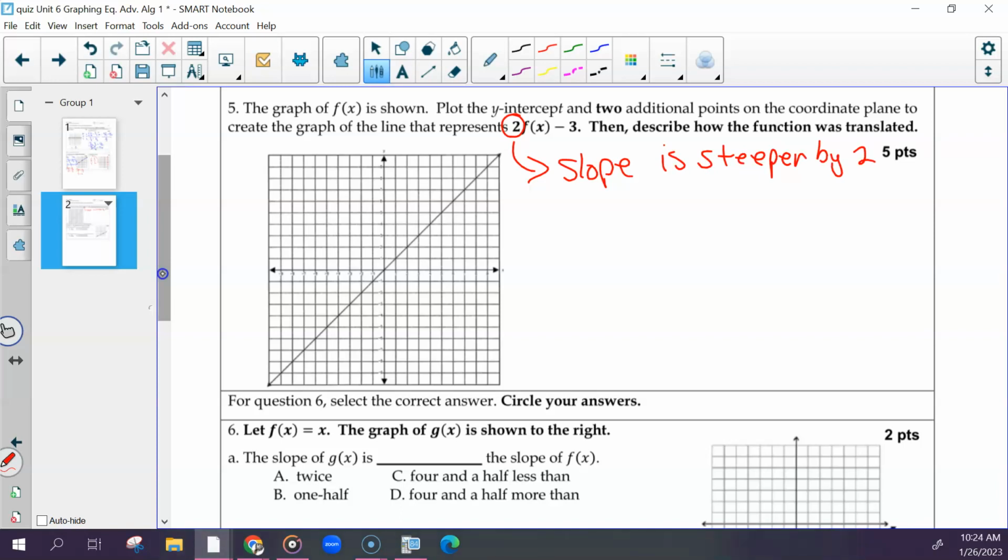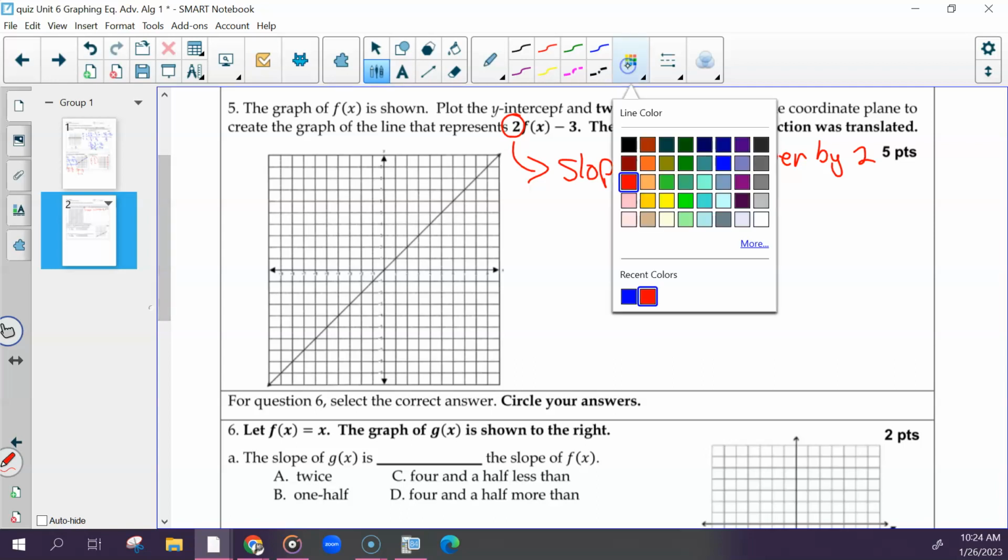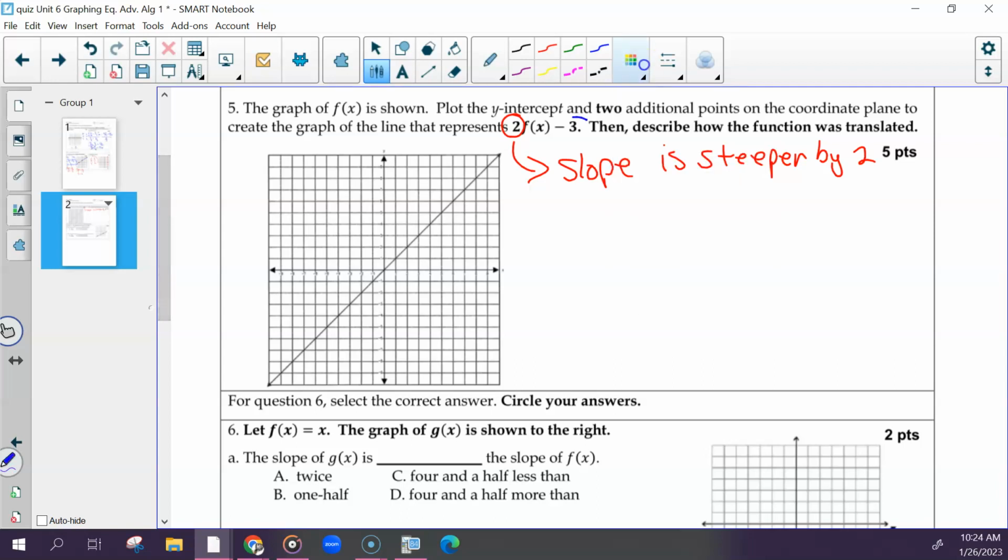So you should have been using those vocab words, steeper, not less steep in this case. And then the -3 dealt with your y-intercept. And that just means it shifted down 3.